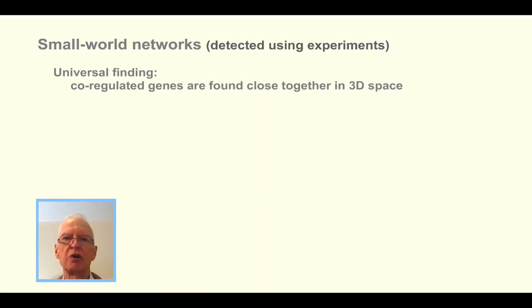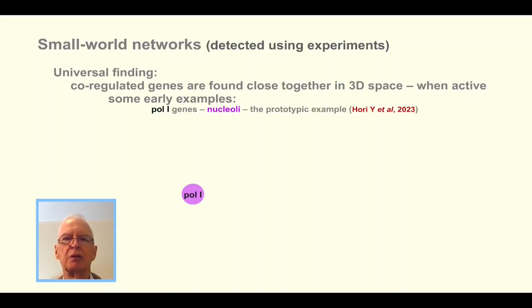Now, small world networks have been detected using experiments. It's a universal finding that co-regulated genes are found close together in 3D space only when active. And the earliest example came from polymerase I genes. In man, for example, ribosomal DNA genes are active in nucleoli. Some chromosomes may not associate with the nucleoli, and then those ribosomal genes are always inactive.